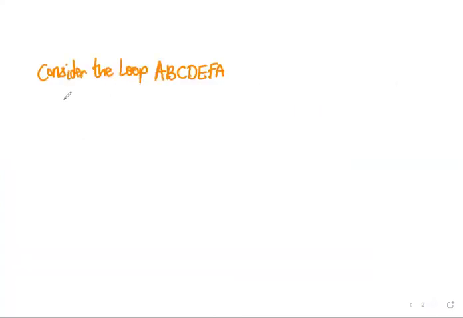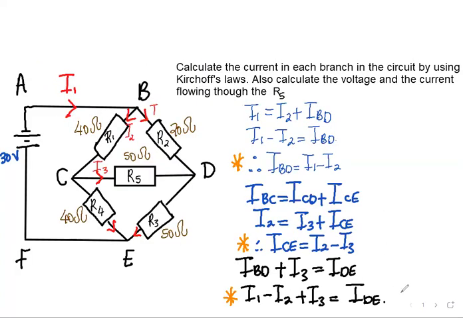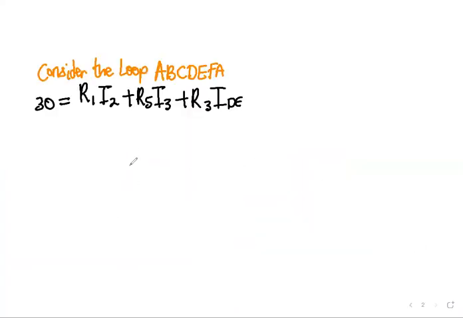So we're gonna use one of Kirchhoff's laws, which we know is gonna be 30 equals R1 multiplied by I2, plus R5 multiplied by I3, plus R3 multiplied by the current through DE. Now here, what you need to understand is that you need to substitute the current through DE that we recently got here, as well as substituting the resistors that you have.